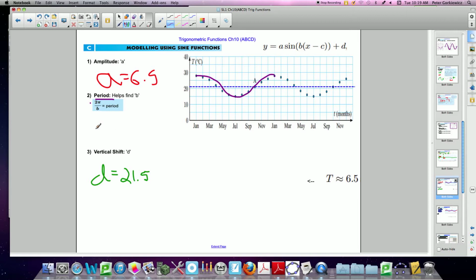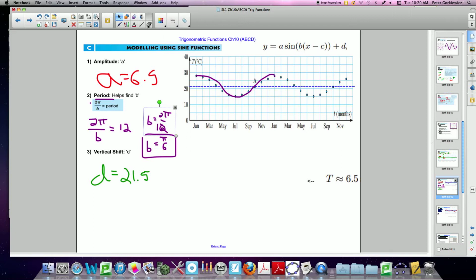So 2 pi over B: we want to find this B value and we don't know it. So 2 pi over B, and I know the period is 12 months. So we multiply both sides by B, divide both sides by 12, and you end up getting B is 2 pi over 12, otherwise known as pi sixths. So pi sixths is going to be our B value, right? We just solved this. Sorry about this mess. Okay, so we got our B value.